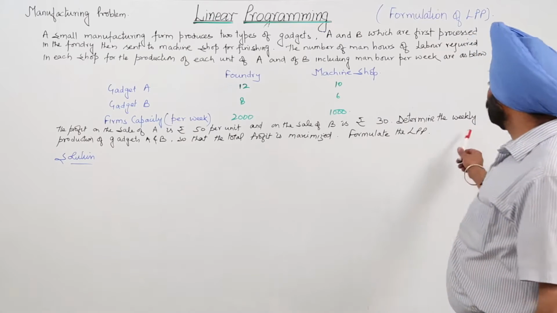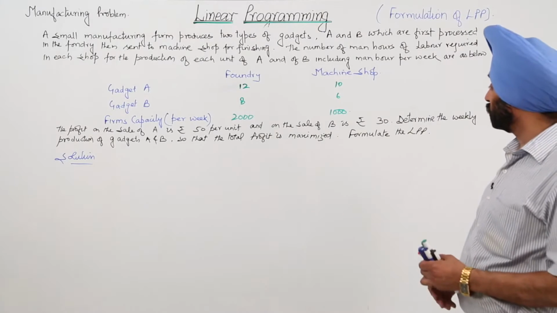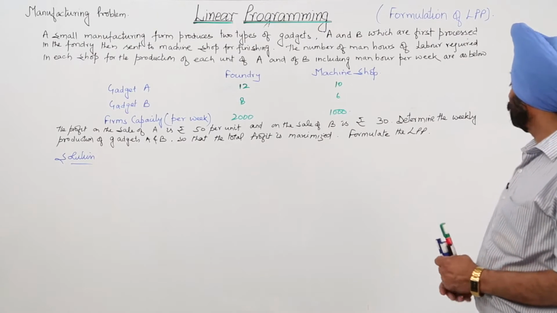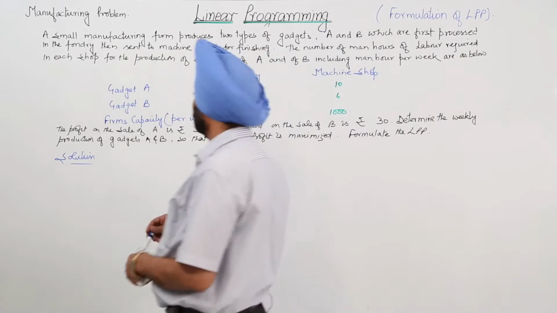Now determine the weekly production of the gadgets A and B so that the total profit is maximized. Formulate the linear programming problem.